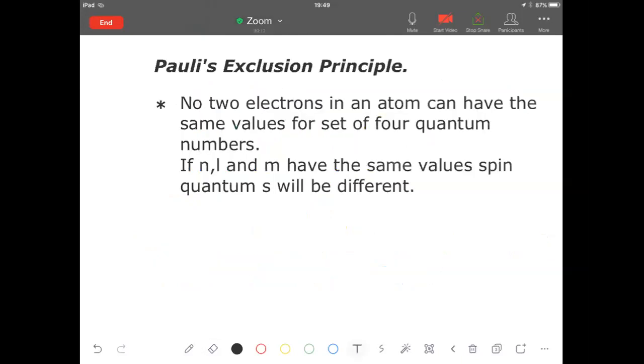Now comes the third one, that is the Pauli's exclusion principle. This is something to do with the quantum numbers. Pauli's exclusion principle will tell you that no 2 electrons in an atom, in one atom, all right, no 2 electrons in an atom will have the same or identical set of quantum numbers. That means that if n, l and m values are the same, s will have a different value, that is plus or minus half. We'll do this with an example and then it will be probably easier.